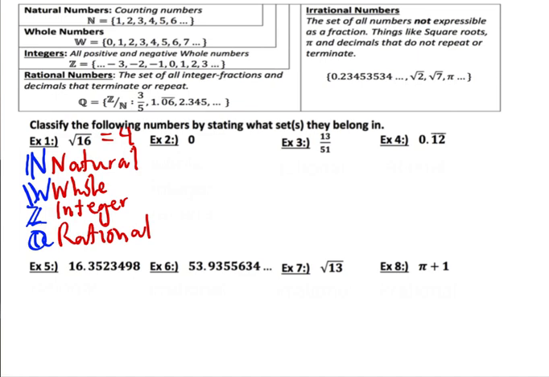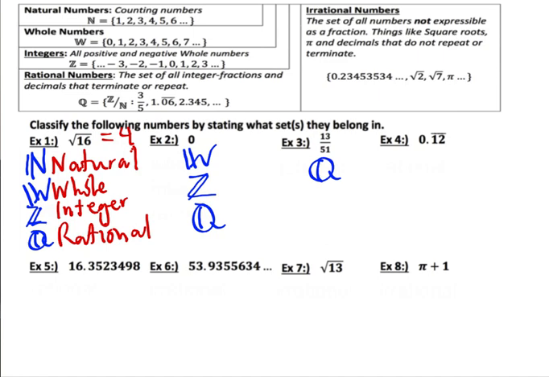Okay, example 2 is a 0. Now, 0 is a whole number. It's not natural. It's not one we use for counting with. It's an integer, and it is also rational. Example 3, 13/51. Well, since it is a fraction made out of integers, the top number 13 and the bottom number 51 are both integers, it is rational. Now, it does not reduce to a whole number, so it is rational only.